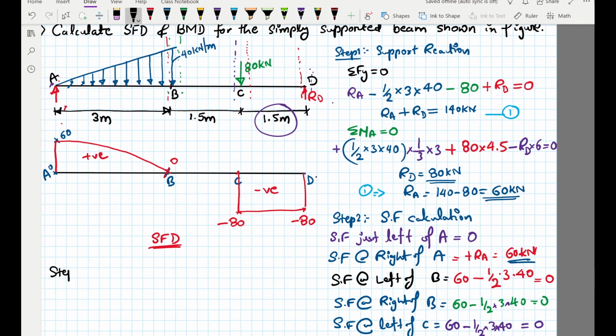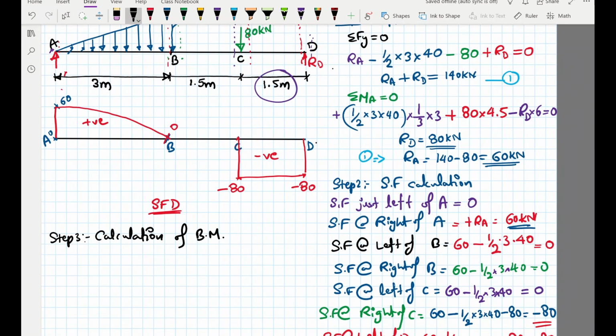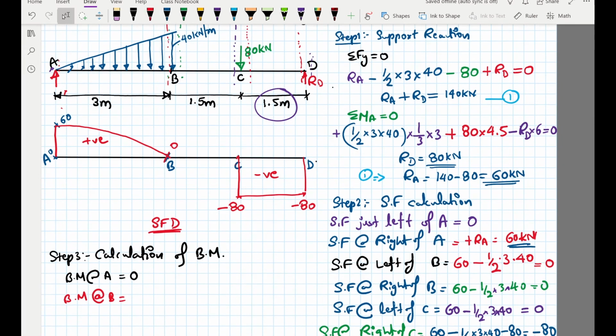Step number 3, calculation of bending moment. Bending moment at A, for simply supported beam, directly I can take bending moment at support is equal to 0. So then after that, bending moment at B. So if I consider moment at B, I am going to consider left portion of B.